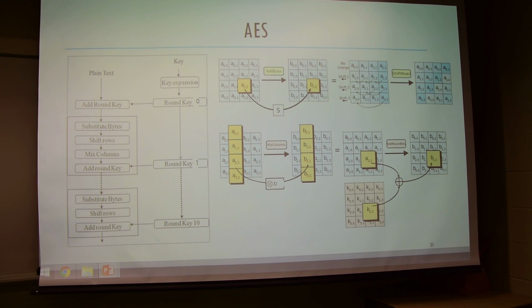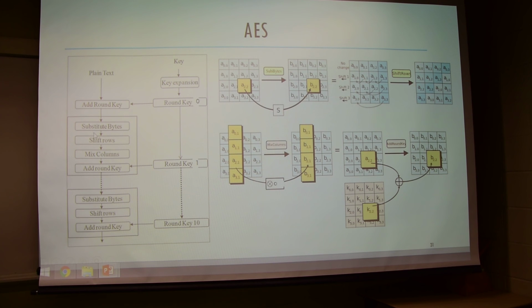It will be represented by a 4x4 matrix like this. Each block is 1 byte. Add round key just means that it XORs the corresponding bytes together to get a new intermediate value. Okay? After that, it has substitute bytes, shift rows, mix columns, and another add round key.